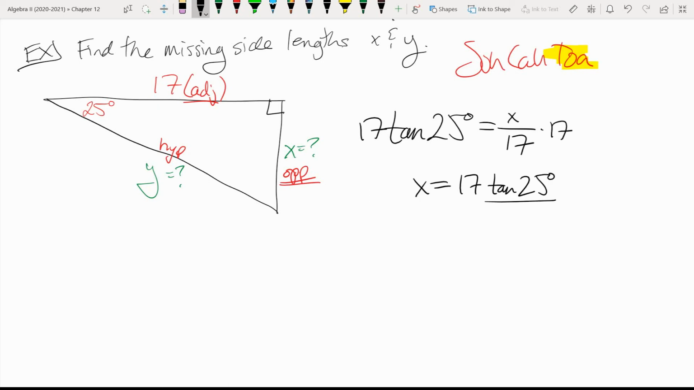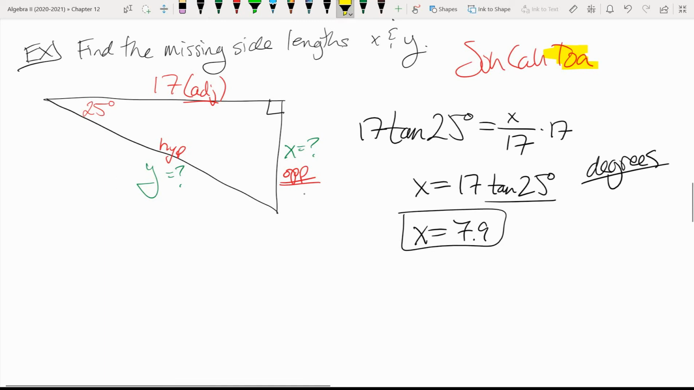And this is something you can get out your calculator and do. Tangent of 25 degrees is something you plug into your calculator, but make sure you are in degrees mode. That's super important. So I'm just going to plug that in here, 17 times tangent of 25, and I'll round this to the nearest tenth, about 7.9. So there's my one missing side.